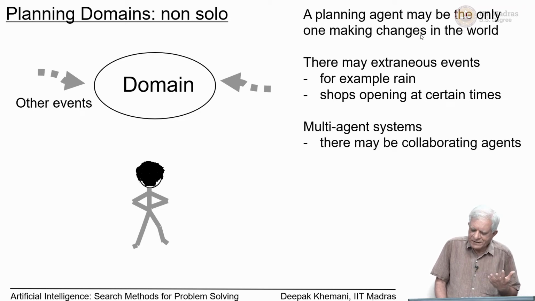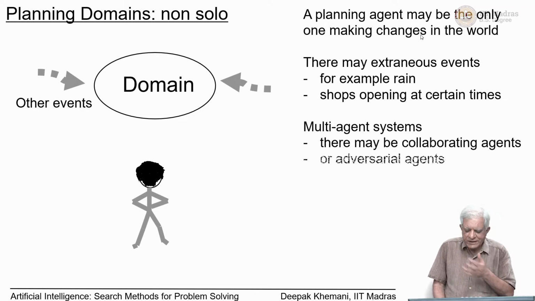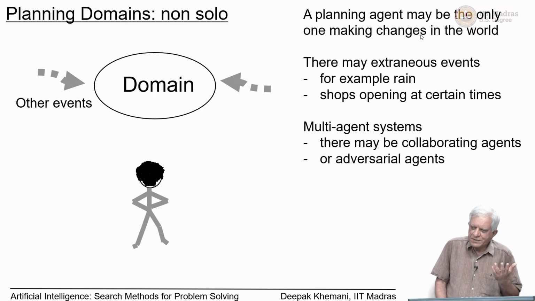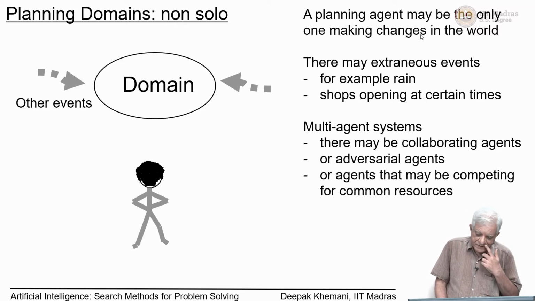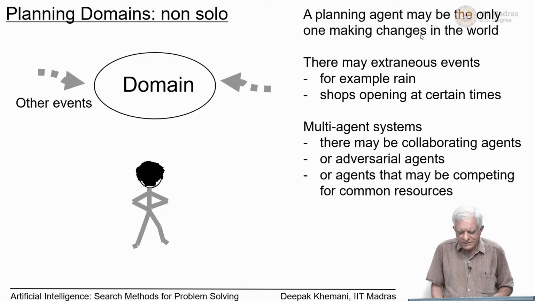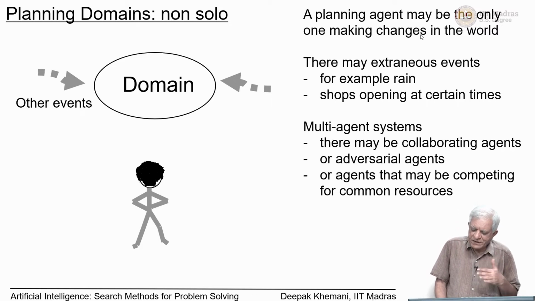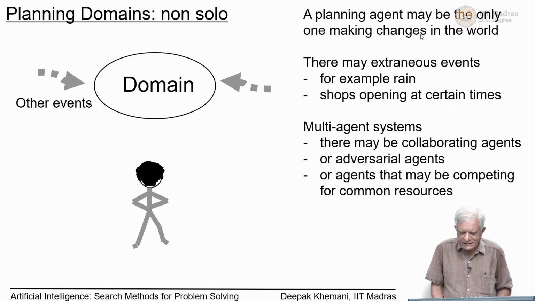Then of course, there are multi-agent systems. We have already spoken about games and game theory. So, there may be collaborating agents, or there may be adversarial agents, or there may be agents which may be competing for common resources essentially. So, for example, it happens in the real world that people compete for the same jobs or admission to a university, as the case may be. They are neither collaborating nor are they adversarial, but they are competing for the same resources. So, in a way they are adversarial essentially.